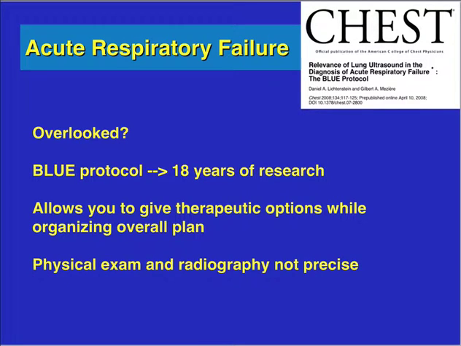So the BLUE protocol was originally written in CHEST in 2008. It's a compilation of about 18 years of research. It allows you to give therapeutic options while you're organizing your overall plan. And we all know that physical exam and radiography are not always as precise. I just use ultrasound as an extra tool to help identify what could be going on.